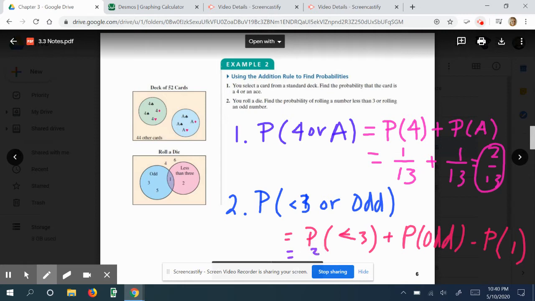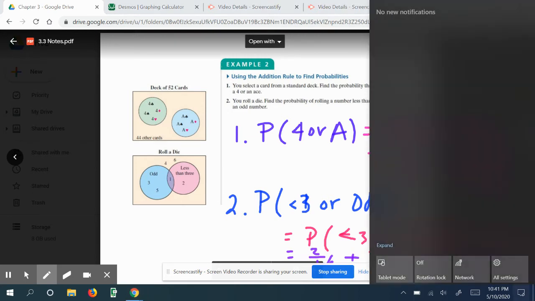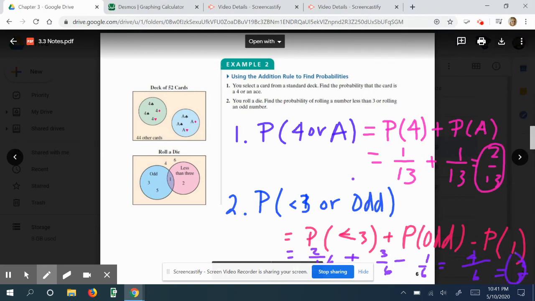That would be 2 out of 6, because there are 6 sides on a number cube. The probability of an odd would be 1, 3, and 5, so 3 out of 6, minus the probability of getting a 1, which is 1 out of 6. Since they all have the common denominator 6, 2 plus 3 is 5, minus 1 would be 4 out of 6, which is 2/3. So the probability would be 2/3, and the first one was 2/13.